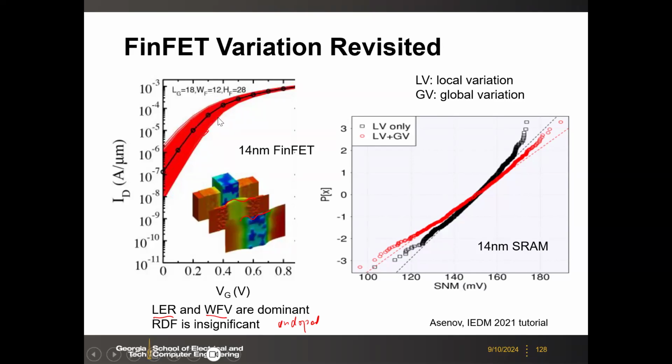And if you use that to build your SRAM, you will have this kind of SNM distribution, right? And then you can also consider local variation and global variation. Local variation means you only look at within the array, and global, you need to look at from die to die. So of course, global will be larger because you have the differences from larger distances.